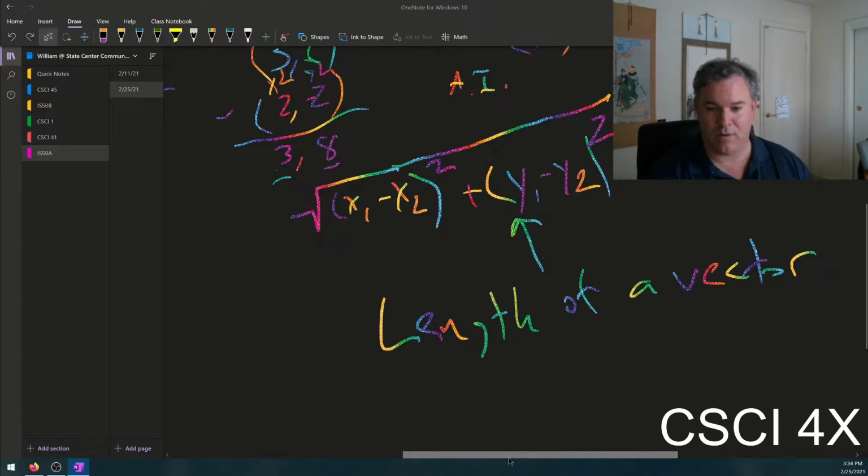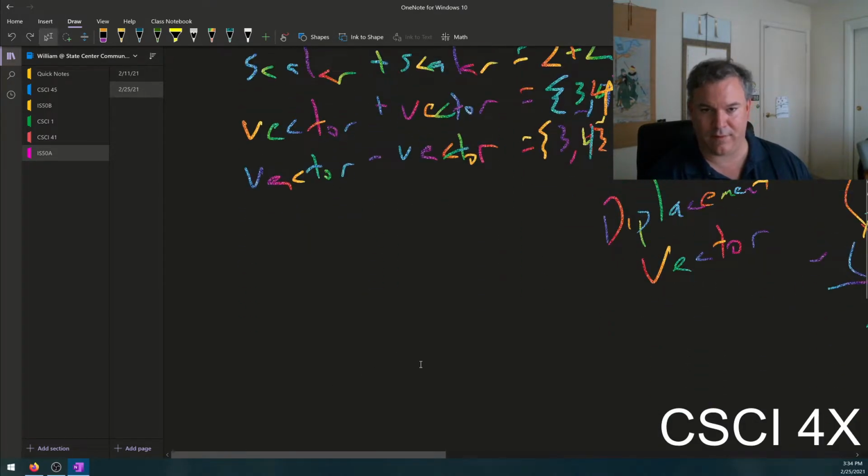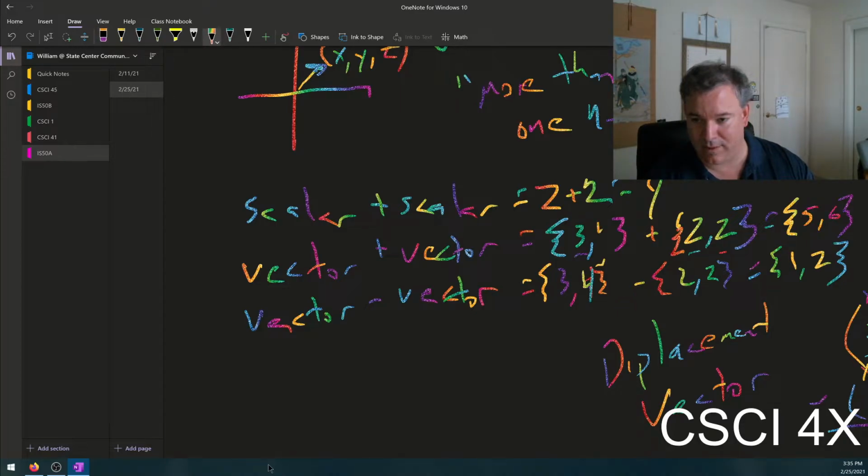Now, let's talk about normalizing a vector. You all know how to add numbers together, I hope. Ada, what's 2 plus 2? 4. Good. That's just normal addition. If you add 2 vectors together, you just add the components together. So 3, 4 plus 2, 2 is 5, 6.